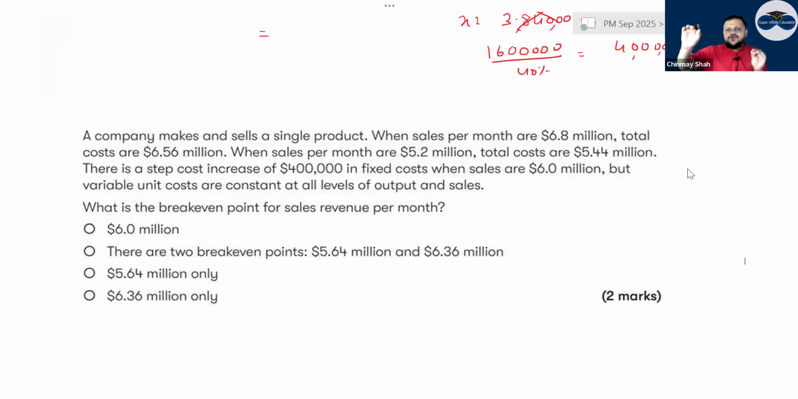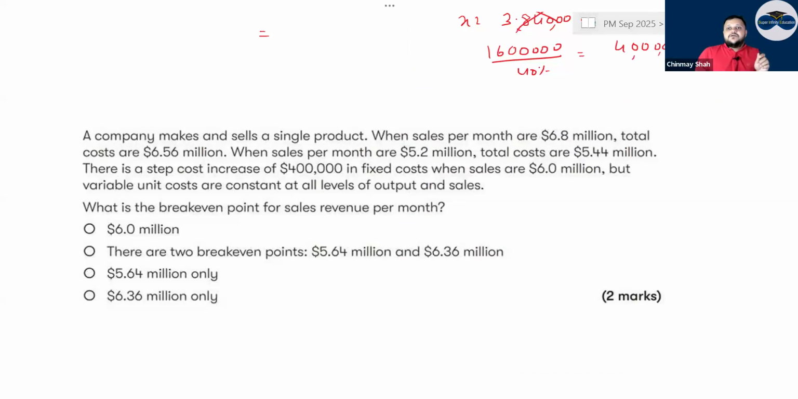One minute. Can I write a note at the end? Write a note: if there is step fixed cost. Hear me out first. If there is step fixed cost, will there be only one BP or multiple BPs? Multiple. Multiple BP. Read the question.